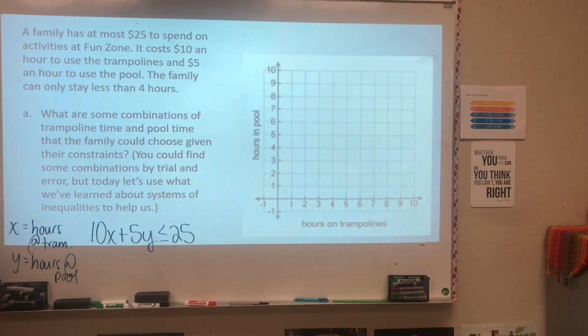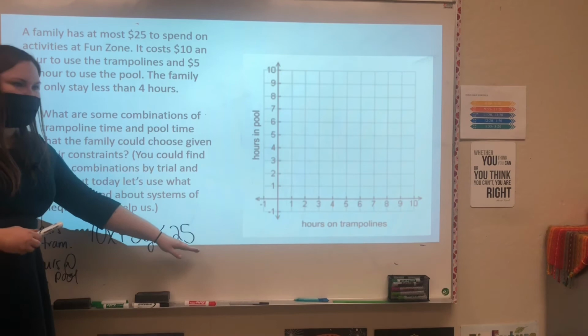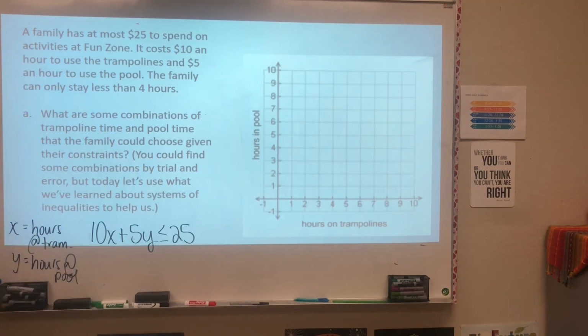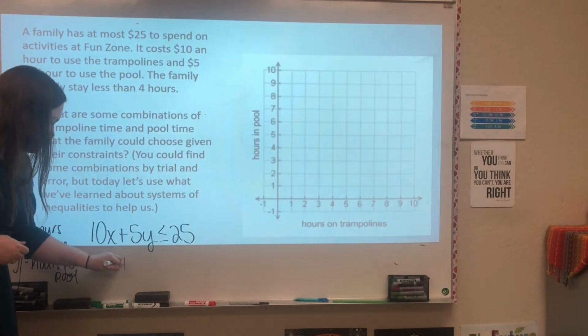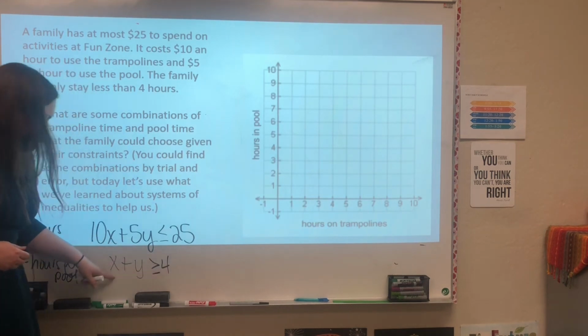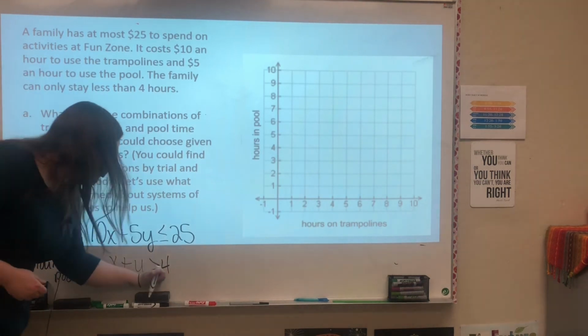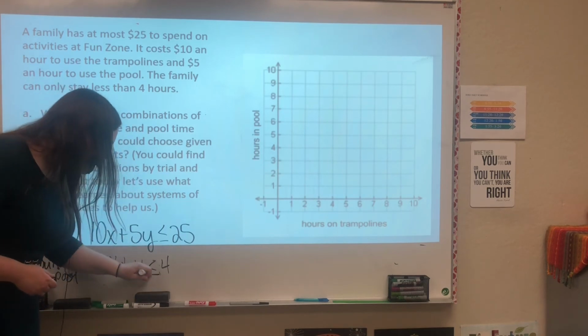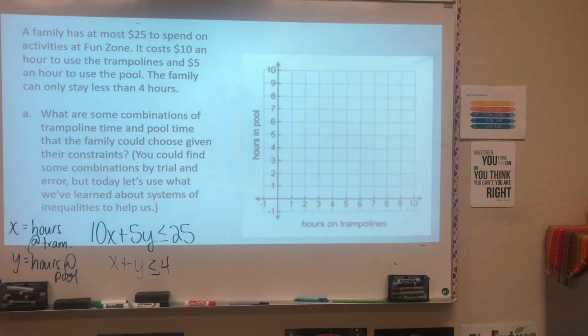So kind of like the one we did yesterday, this one here is describing the cost. What's the other inequality we can write? Could be x plus y is greater than or equal to 4. X plus y is greater than or equal to 4. Tell me where this one's coming from. Less than or equal to 4. We're changing it to less than or equal to 4. How are you getting this one? Because trampoline hours plus pool hours cannot exceed 4 hours.